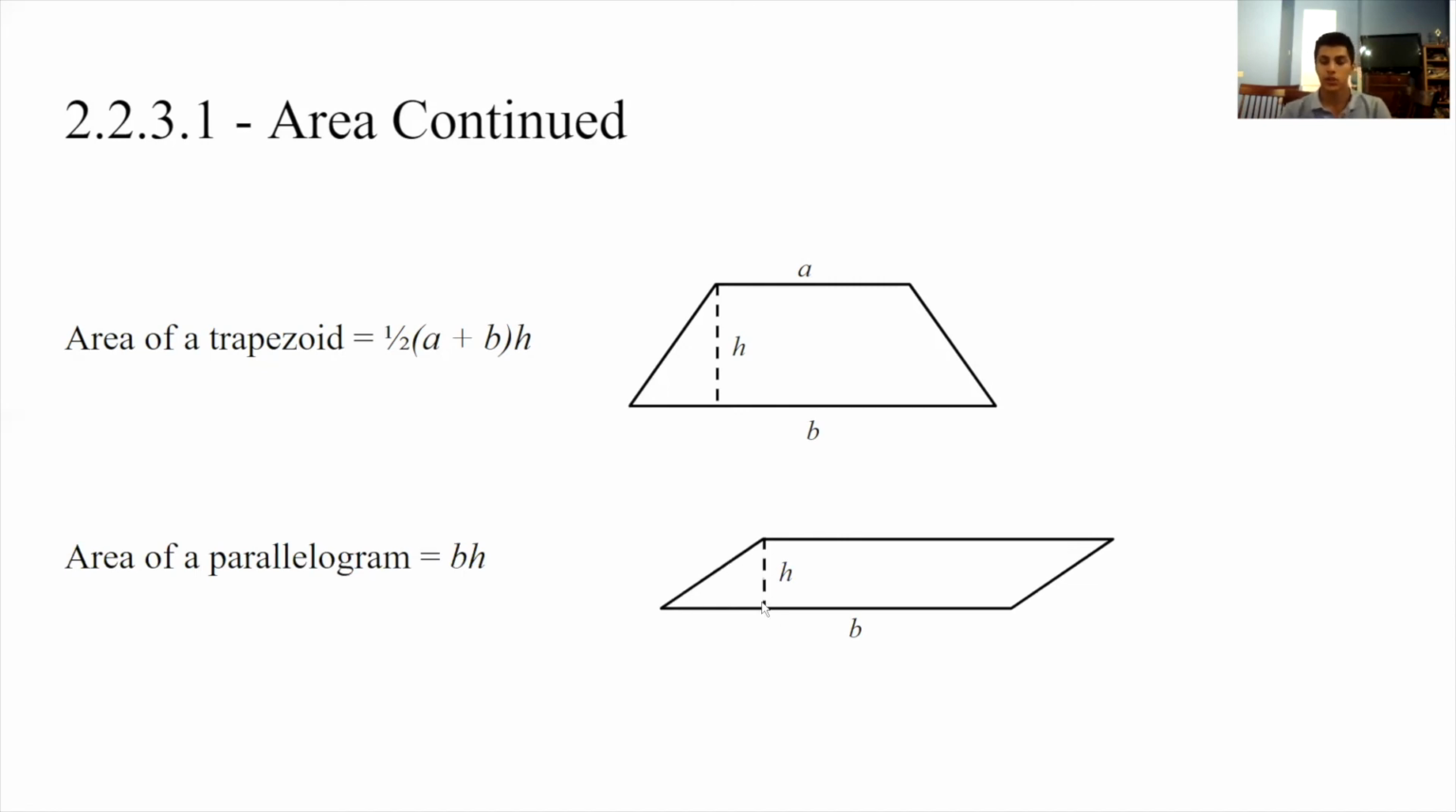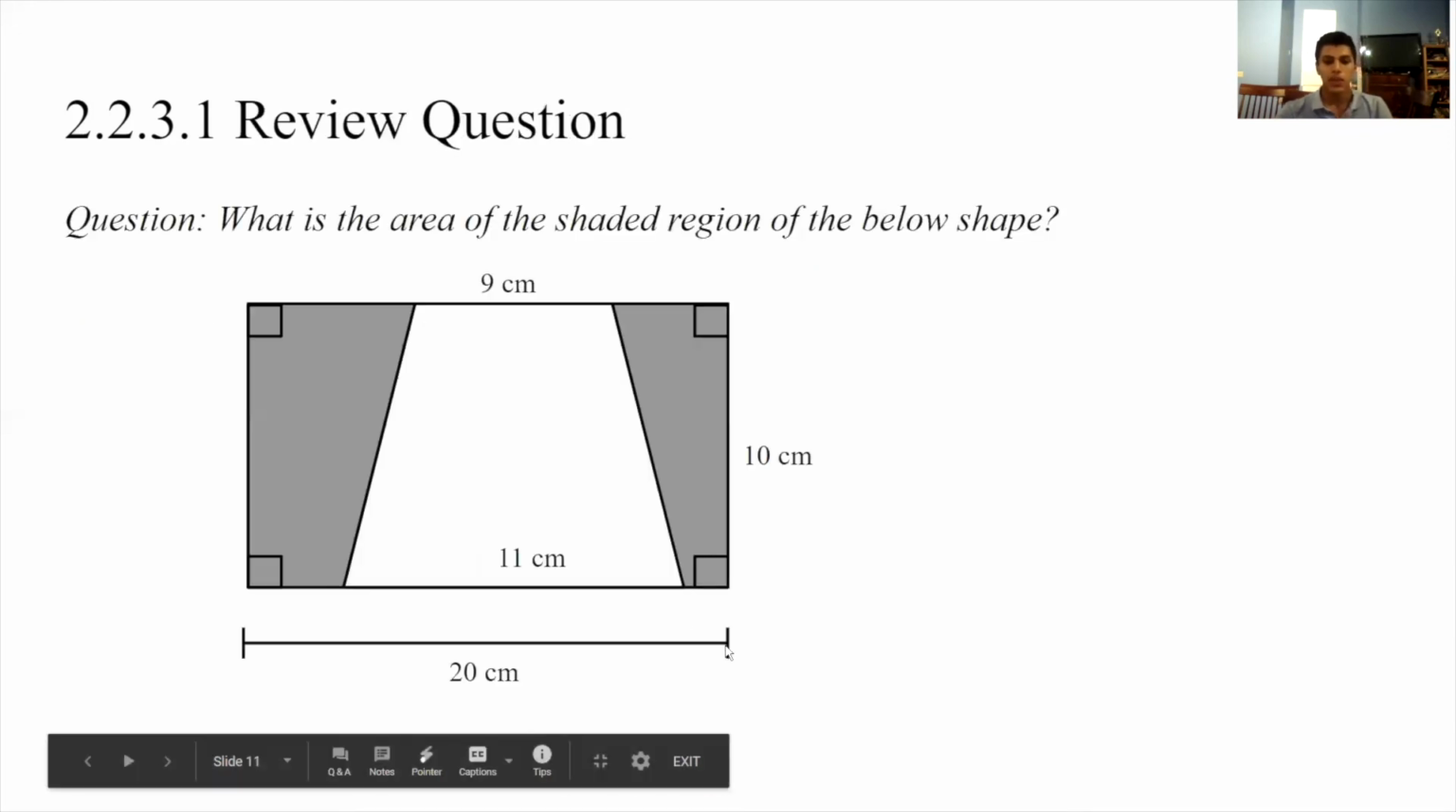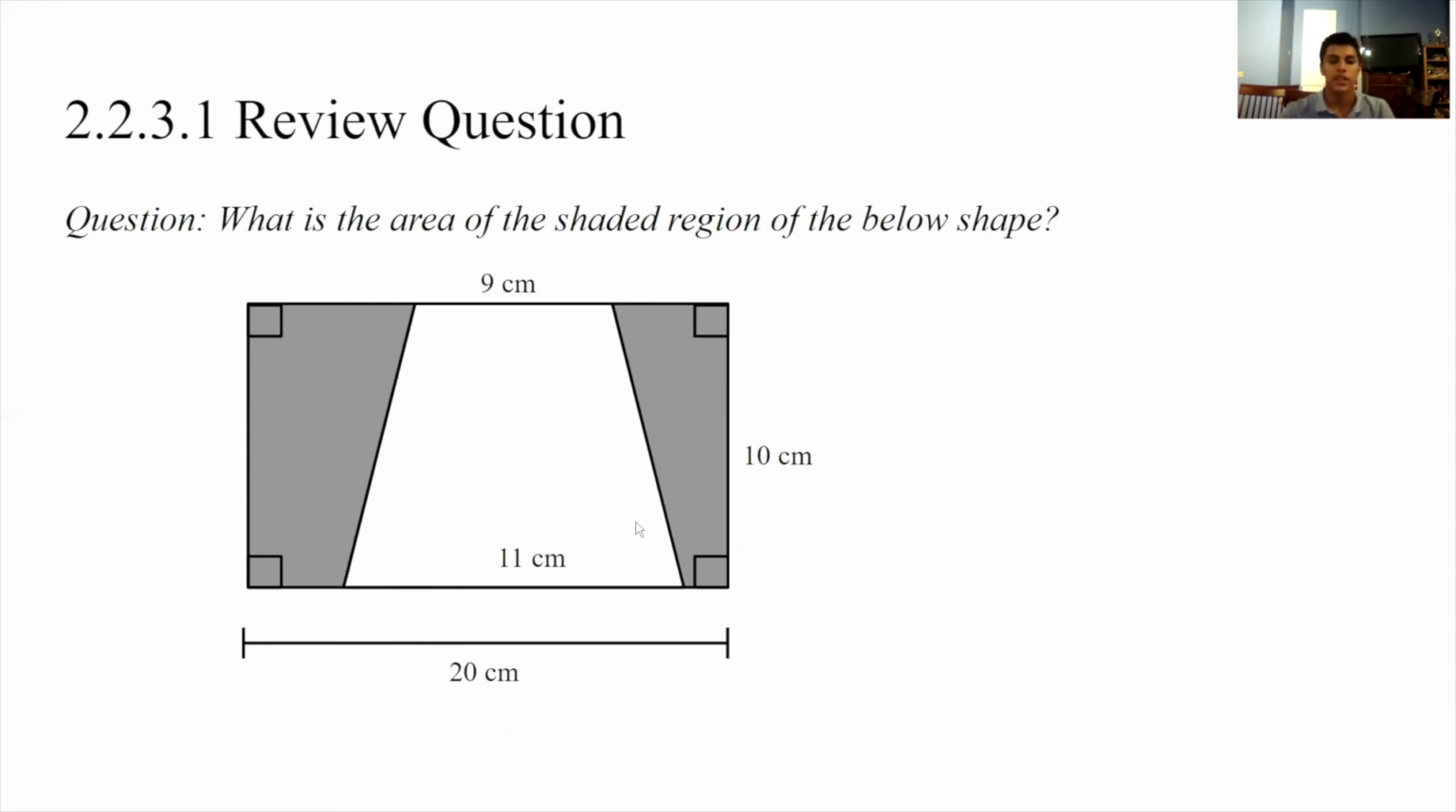Our height is the actual height of the figure from top to bottom as a vertical line, and the slant height is the slanted height from top to bottom, except not as a vertical line. And it's important to note that you use h in your formula, and you can't use the slant height or it's going to be incorrect. And then we did a review question pertaining to different formulas for different areas of shapes. And we learned that if we found the area of this big rectangle and subtracted the area of this unshaded trapezoid, we could find the area of the shaded region that's left. And that left us with 100 centimeters squared.